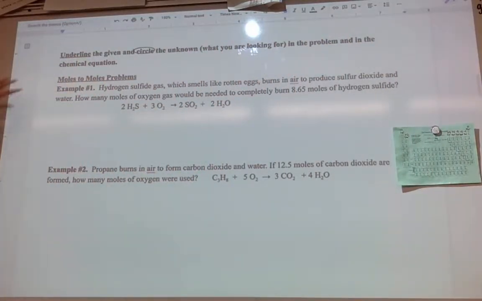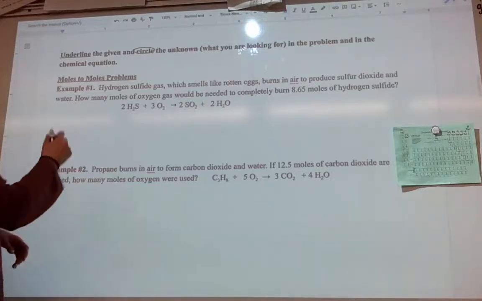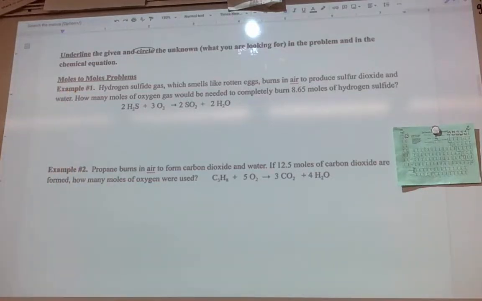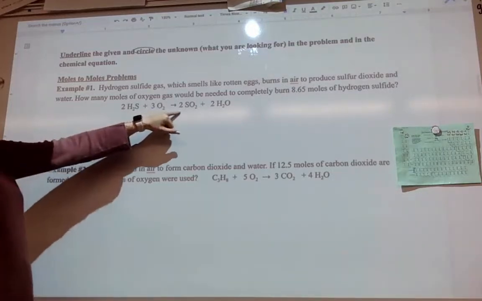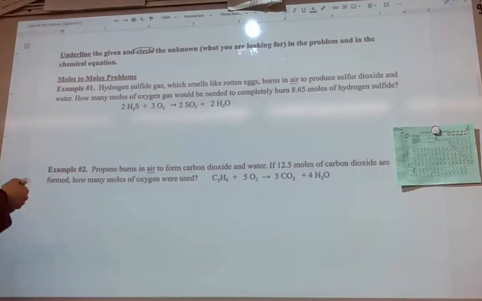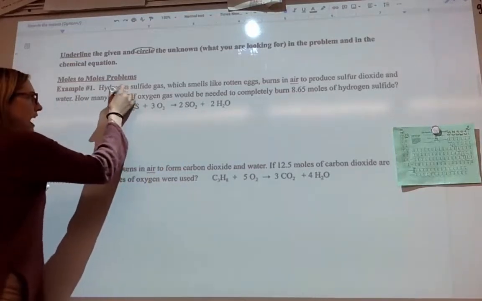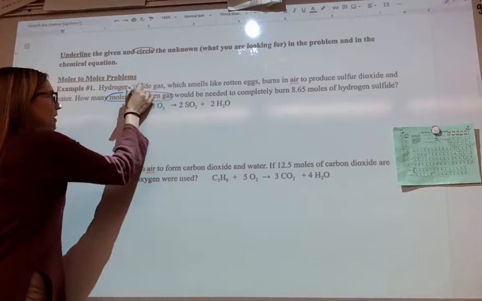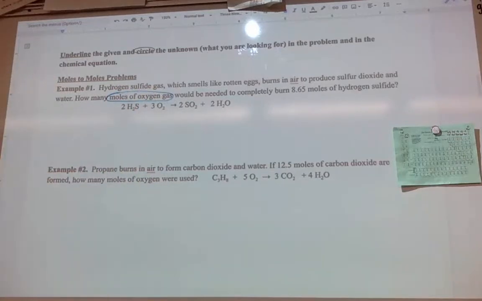So let's look at example 1. Now this is just moles to moles. So we're going to start with the most basic example, and then we're going to work out to a little bit more difficult ones. So this is hydrogen sulfide gas, which smells like rotten eggs, burns in air to produce sulfur dioxide and water. Notice we have an equation down here already. How many moles of oxygen gas? So I'm going to go ahead and circle moles of oxygen gas. That's what the question's asking for. My answer should be moles of oxygen.